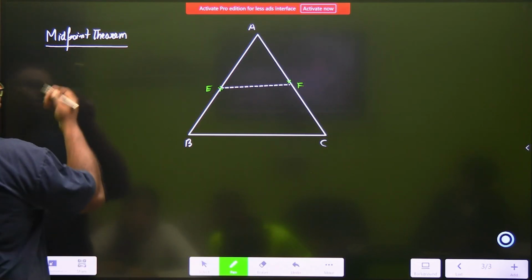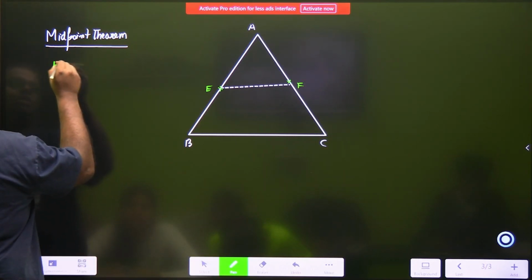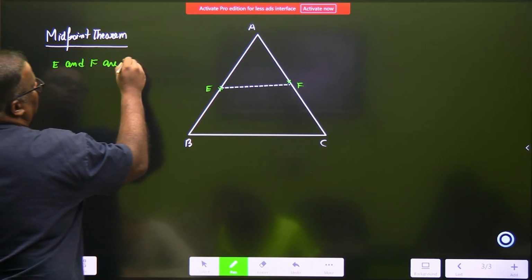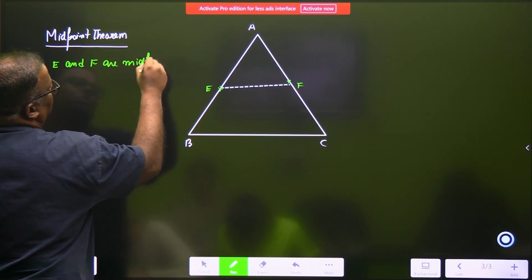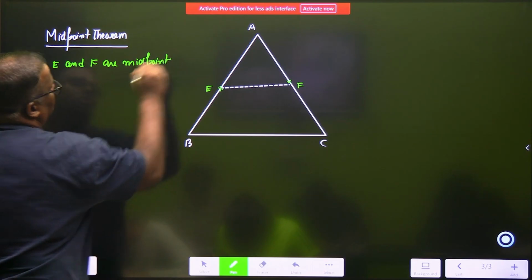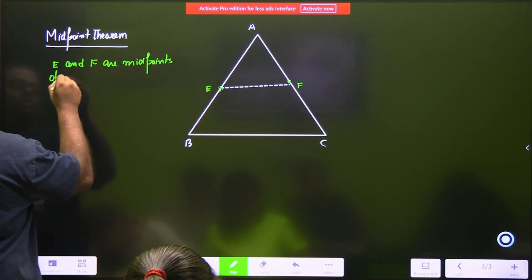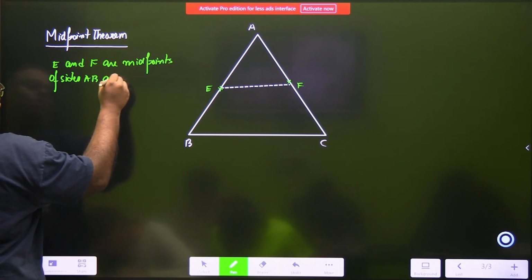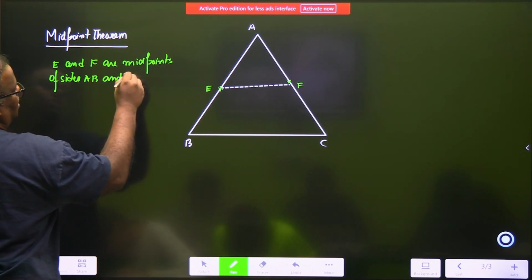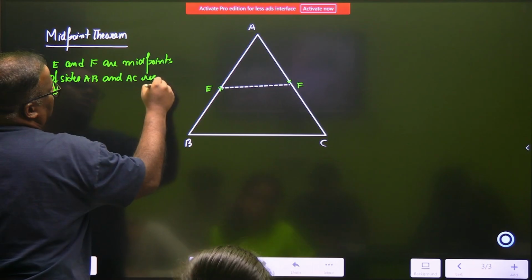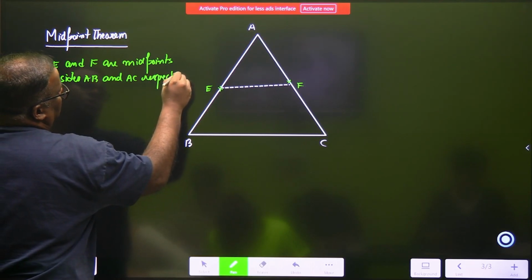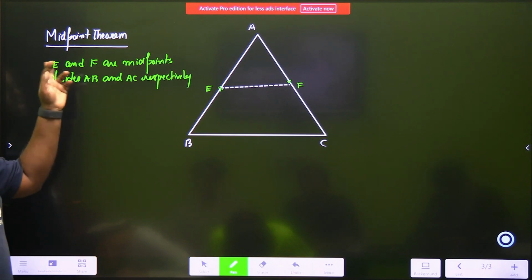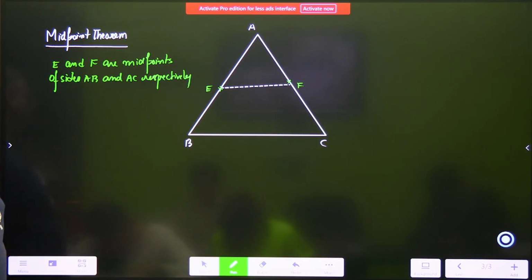So E and F are midpoints of sides AB and AC respectively. The word respectively actually means that whatever order you wrote applies. E will be for AB, F will be for AC.